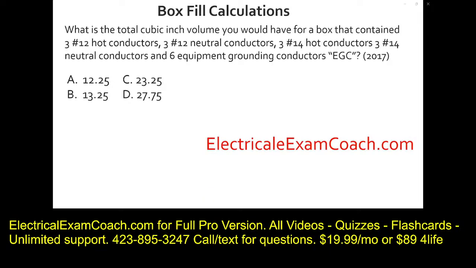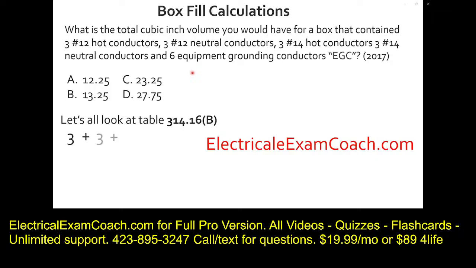Let's go ahead and do one more for the 2017. We have the total cubic inch volume, and we have 3 12 hots, 3 12 neutrals, 3 14 hots, and 3 14 neutrals, and 6 equipment grounding conductors in the box. First, let's count our 12s, because that's what we're going to group all the equipment grounding conductors with, is the largest conductor in the box.